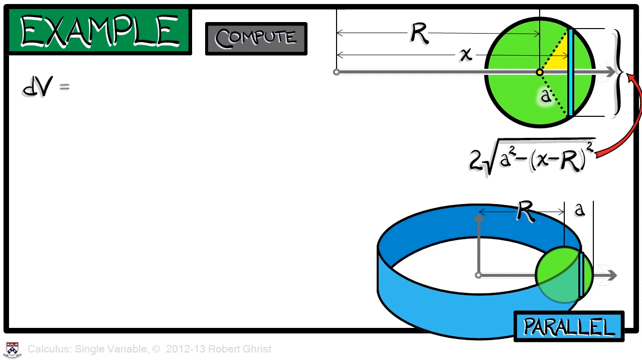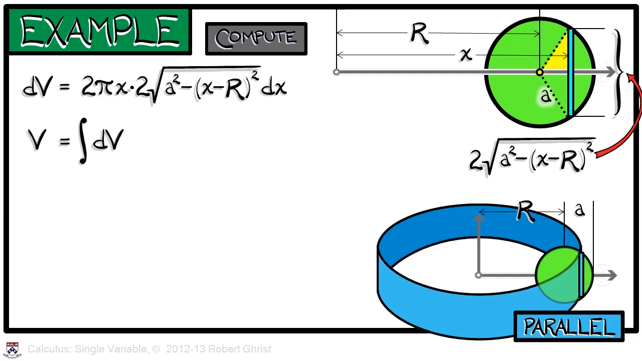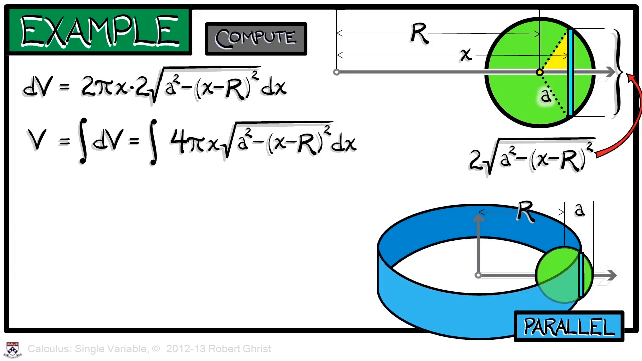And thus, the volume element, being cylindrical, is what? We have to take the circumference, that is 2 pi x, and multiply it by the height, twice the square root of a squared minus quantity x minus R squared, and then multiply that by the thickness, dx. We integrate this to get the volume. And now we have the integral of 4 pi x square root of a squared minus quantity x minus R squared dx. What are the limits on x? x is going from capital R minus a to R plus a.